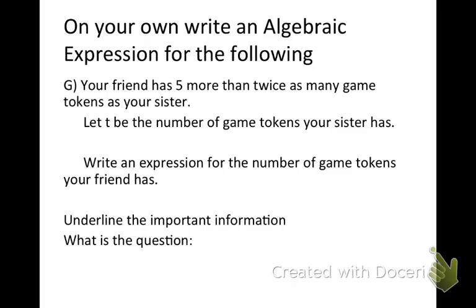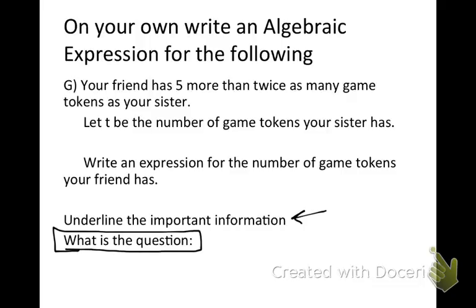So again, you're going to do some on your own, so you might want to pause the video while you write this down in your notebook. Your friend has 5 more than twice as many game tokens as your sister. So look at your numbers. Let T be the number of game tokens your sister has. I want you to write an expression for the number of game tokens your friend has. To do this, I underline the important information and try to think about, gosh, what is the question I'm trying to answer? So just try your best.